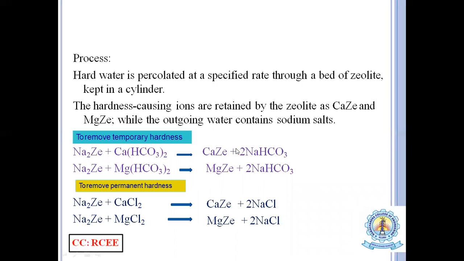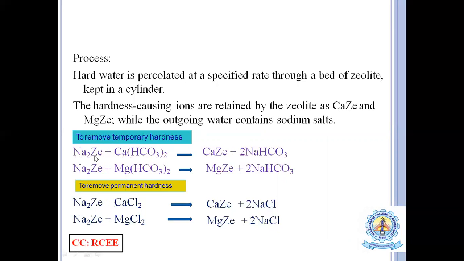So how is the process going on? You all know that the temporary hardness of water is caused by bicarbonates of calcium and magnesium, and the permanent hardness of water is caused by chlorides and sulfates of calcium and magnesium. This is how the calcium ions are exchanged by the zeolite bed.